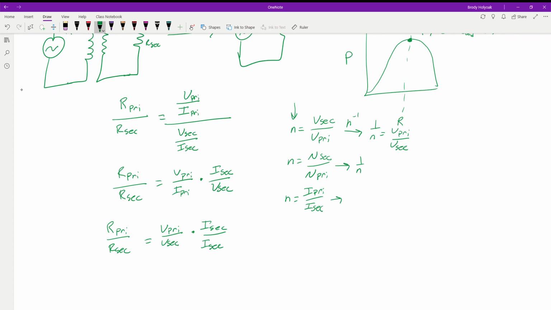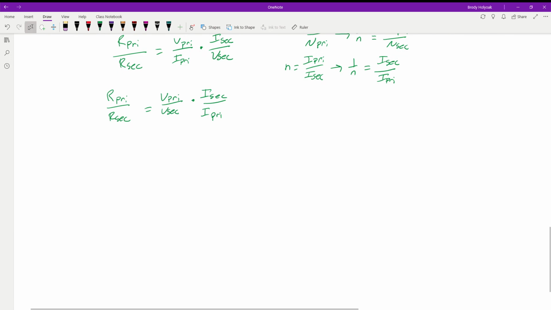So if we do that to all of them, we end up with N of the primary over N of the secondary. Doesn't really help us out a whole lot because we're not dealing with the number of turns. But the last one, if we take the inverse or the reciprocal of it, we end up with I secondary over I primary. It's just how can I manipulate things around to start eliminating things. So we have V primary over V secondary is equal to 1 over N. Hey, we can swap that in there. I secondary over I primary is another one. So now when we look at it, we can reduce this down.